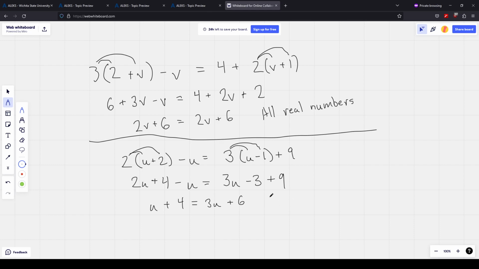So in this particular case, this is just going to be a normal equation, one where we're just going to solve by slowly isolating u. One thing that we're going to do is choose to move u terms to one side of the equation and our constants to the other.